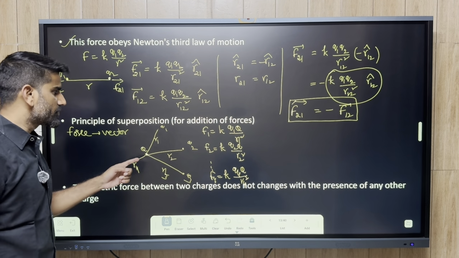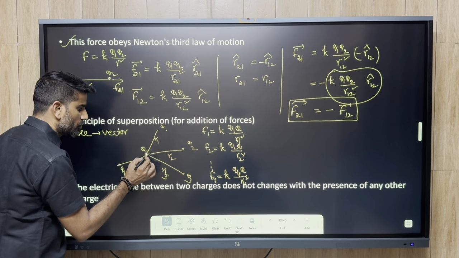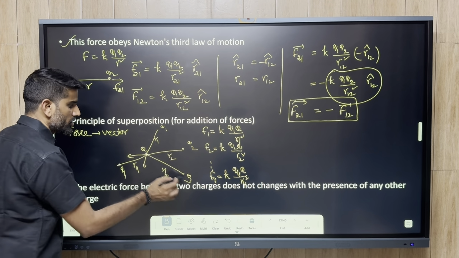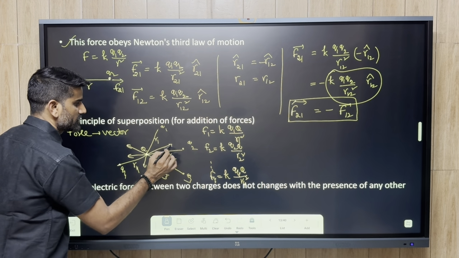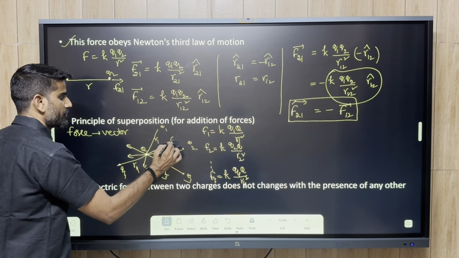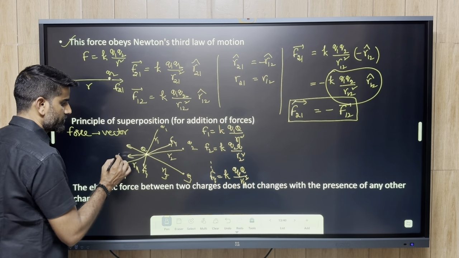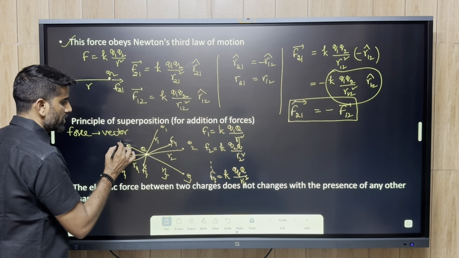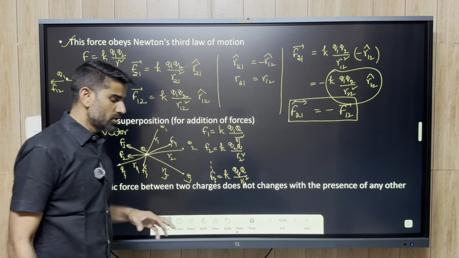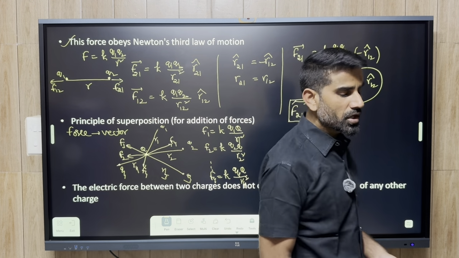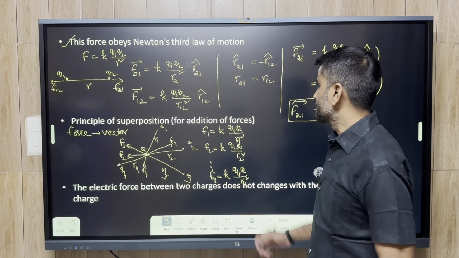As you can see, Q1 is pushing this charge in this direction, Q2 is pushing this charge in this direction, Q3 is pushing this charge in this direction, and Q4 is pushing this charge in this direction. This is F1, F2, F3 and F4. All these forces are acting in different directions, right? So we cannot add them directly. Rather, we can add them vectorially.